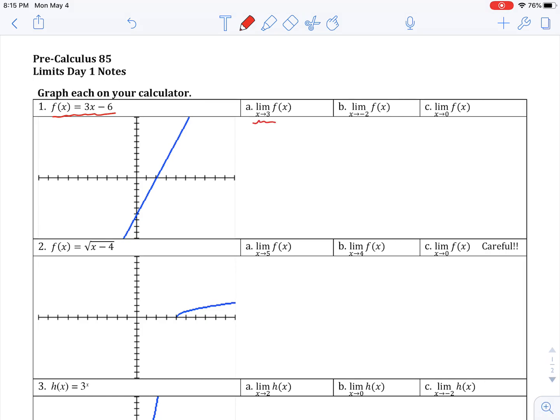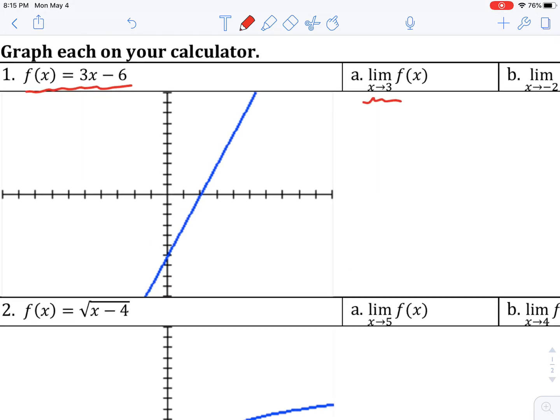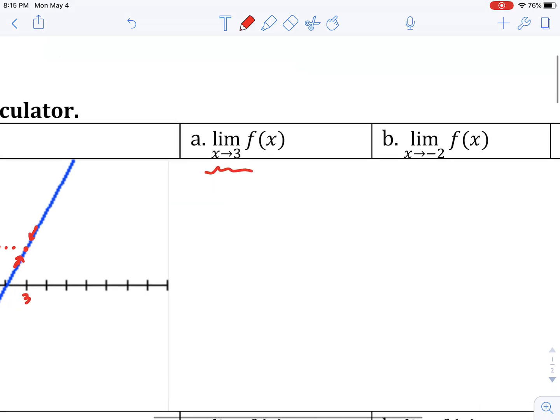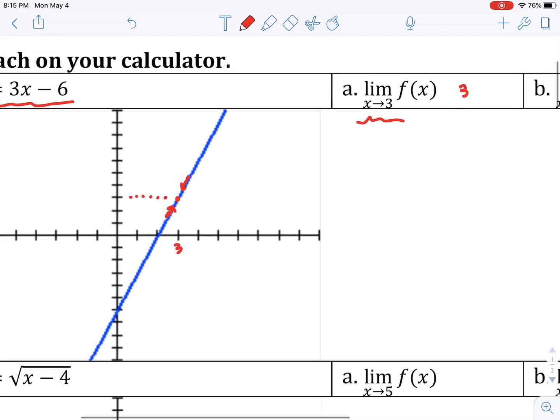So when I look at f of x and I talk about x approaching 3, looking at my graph, 3 is right here, and I'm going to look and see what's happening from both sides as it approaches 3. It looks as though it's approaching a y value of 3, so therefore the limit of f of x as x approaches 3 is 3.